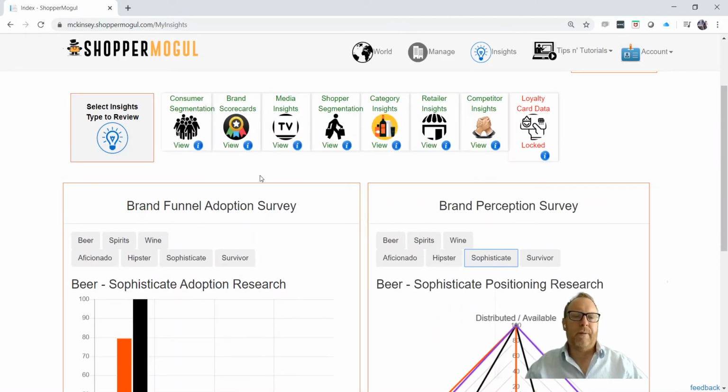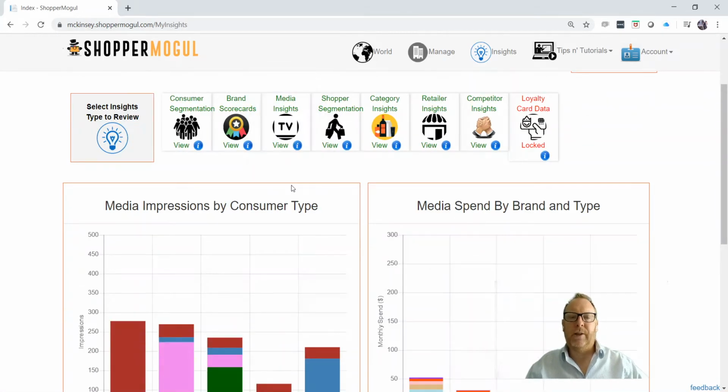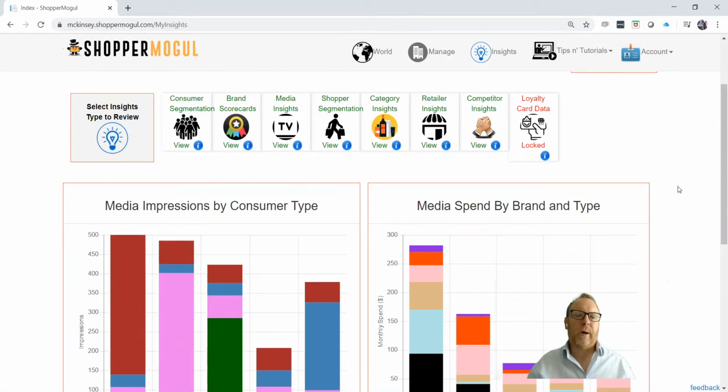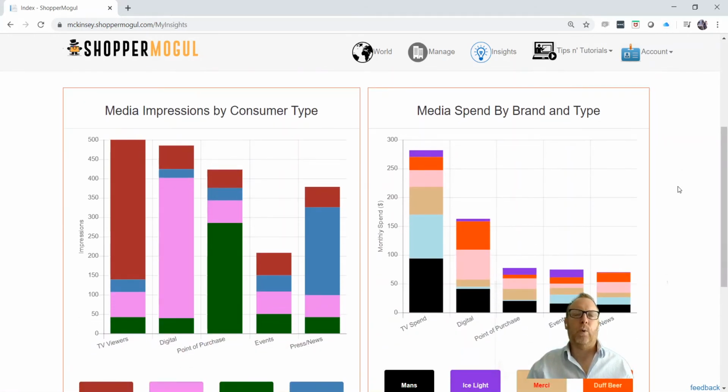So again, very, very useful information for your marketing director, but also for other members of your management team. Now, the third area is about media. So when we looked at brand scorecards, the first part of that was talking about the percentage of people who were aware that your product existed. Now, that awareness is developed through your company's spend on media.